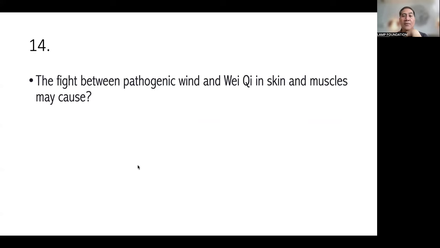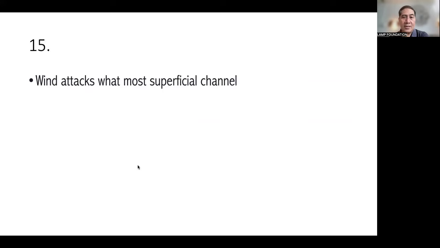Okay, the fight between pathogenic wind and the Wei Qi in the skin and muscles may cause what symptom? Fever or feeling hot. Very good. Wind attacks what superficial channel? This is actually the most superficial channel. It's the Taiyang channel, the small intestine and bladder. Okay, very good.